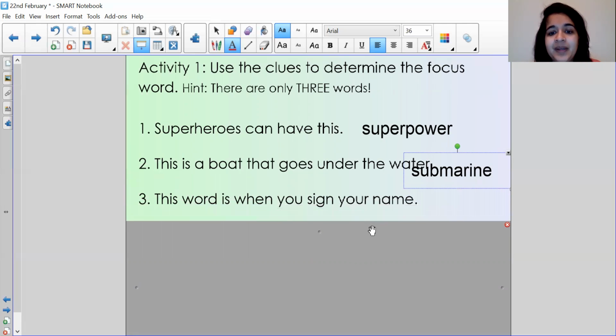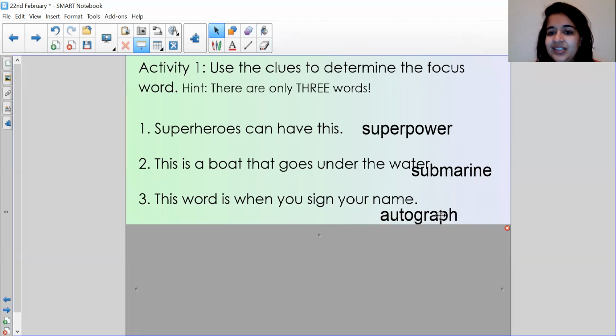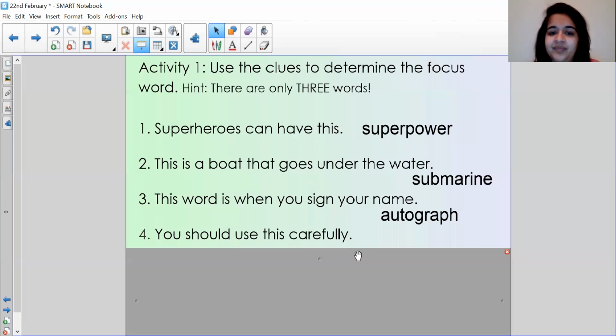Clue number 3, this word is when you sign your name. Okay, remember? You're doing it yourself. It's about yourself, so it needs to have the prefix auto. What word was it when you signed your name? It is an autograph. Well done. So now we've got our 3 words. Remember, my hint to you right at the beginning where there are only 3 words. So these are the 3 words that are probably going to repeat themselves now. Let's see what the next clue is.